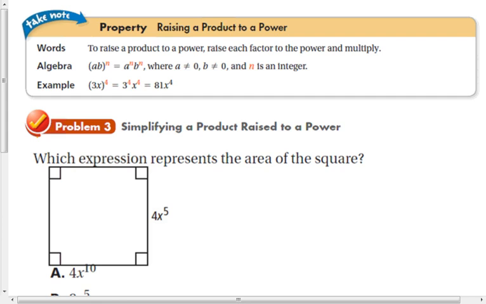All right, another property we have is raising a product to a power. When you do that, all you do is raise every factor inside that makes up that product to that power. So look at the example here.